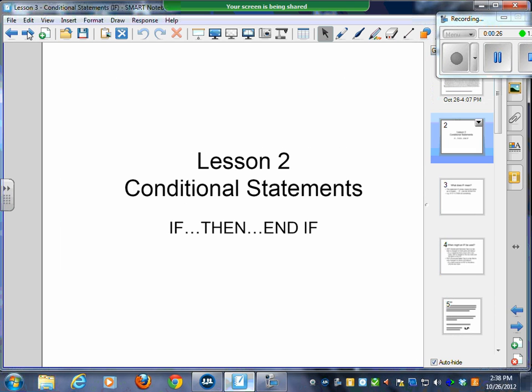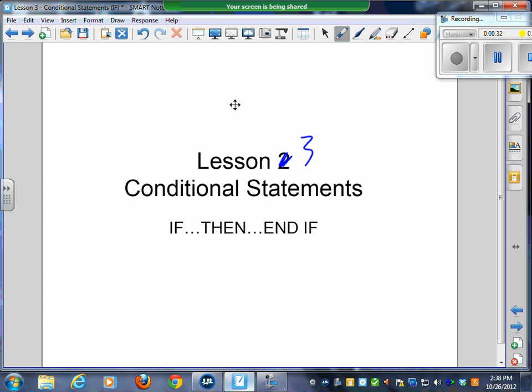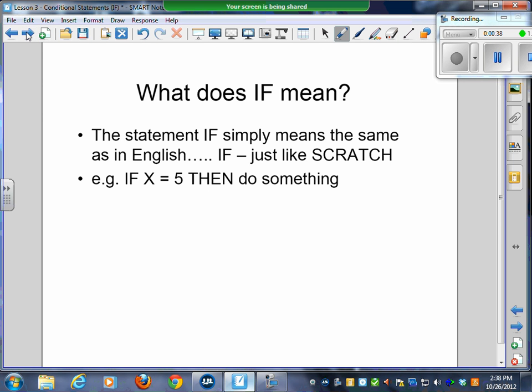Okay, so lesson 2, actually, I think it's lesson 3, if I'm not mistaken. I've made a few changes to my notes. Lesson 3: conditional statements. You need ifs. You've probably figured out by now with Scratch that you needed ifs. So let me show you how if works in Liberty. It means exactly the same thing. The if statement simply means the same thing as in English. It's just like in Scratch.